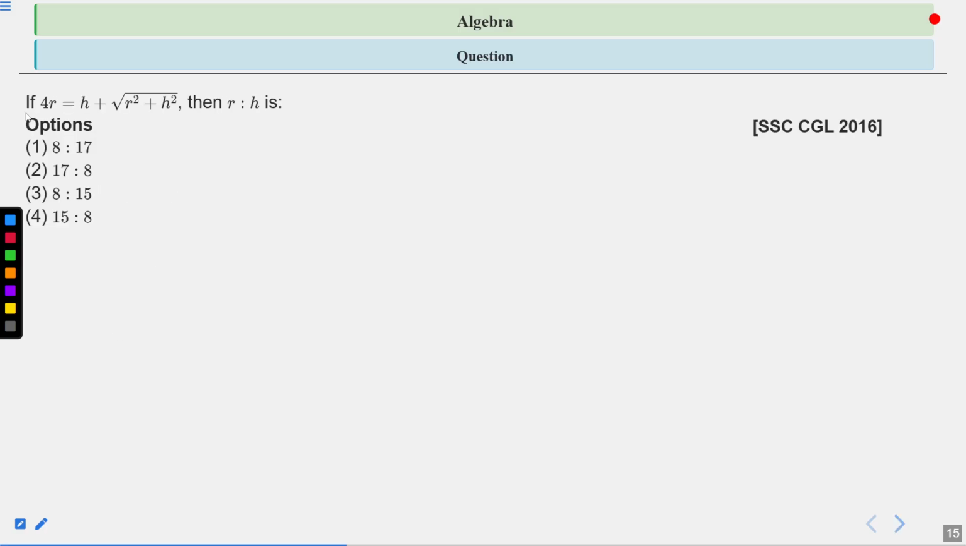If 4r equals h plus under root r square plus h square, then r ratio h is? There are four options for this question. First one is 8 ratio 17, second is 17 ratio 8, third one is 8 ratio 15, and fourth one is 15 ratio 8. Now you have 10 seconds to analyze the question. Your time starts now.